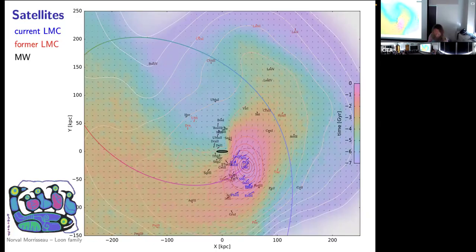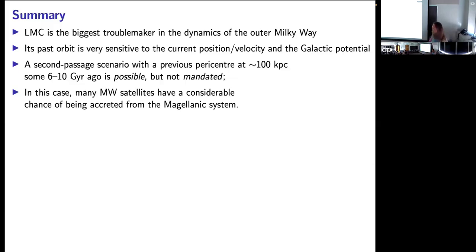But for now, I'm good with saying that the LMC is a dynamic troublemaker in the otherwise quiet Milky Way, creating a lot of perturbations in the halo and the population of satellites and other objects. And unfortunately, despite a lot of research, we still don't know its precise properties very well. The second passage scenario depends mainly on the Milky Way potential. If the Milky Way is more massive, it shortens the orbital time scale, so the second passage scenario becomes more realistic. Vice versa, it could be ruled out by other arguments that place constraints on the Milky Way potential. But for now, it's possible, but not necessary.